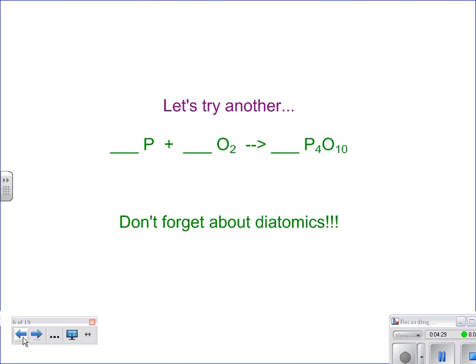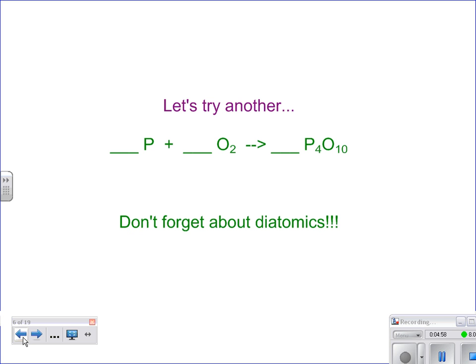Okay, so one more that we're going to give a try. Also notice that this is a little bit more simplified than what you're going to see in your homework. You're asked to do some additional practice in your homework of writing those compounds. For example, in your homework it might say something like phosphorus plus oxygen yields tetraphosphorus decoxide. And then you'd have to write all of that, plus then come back and balance it.